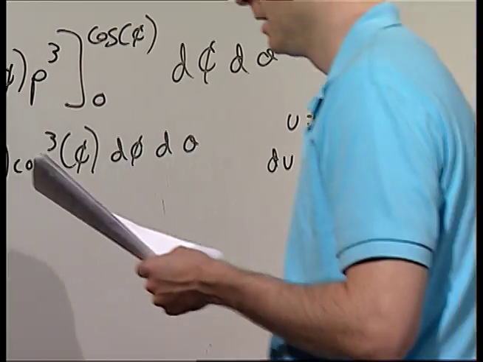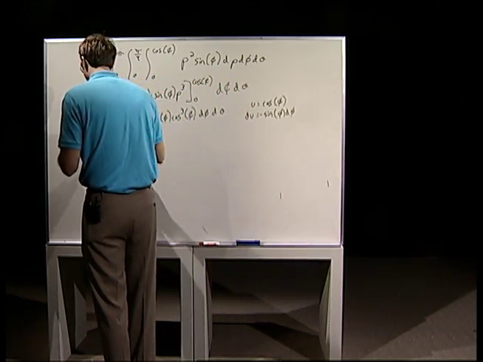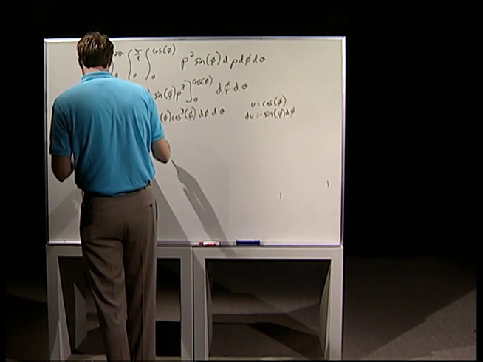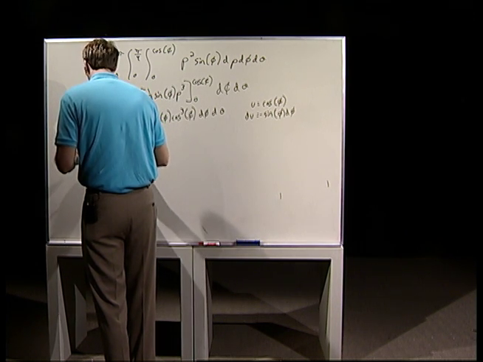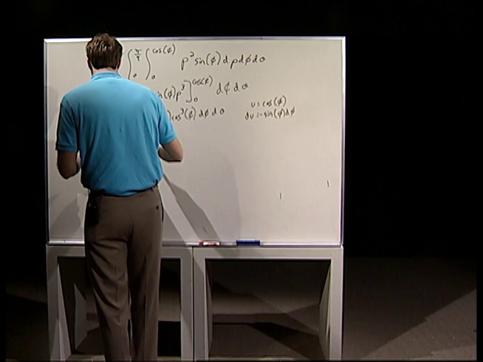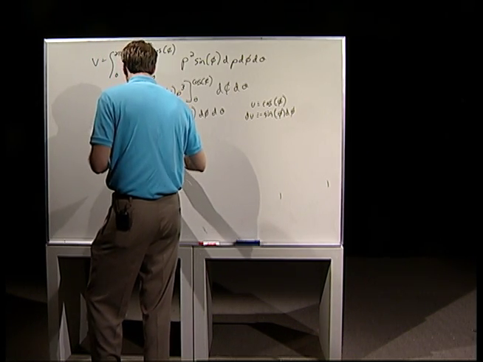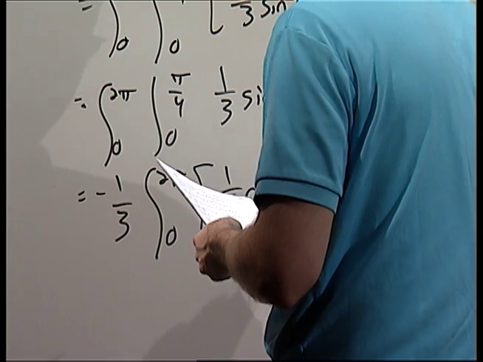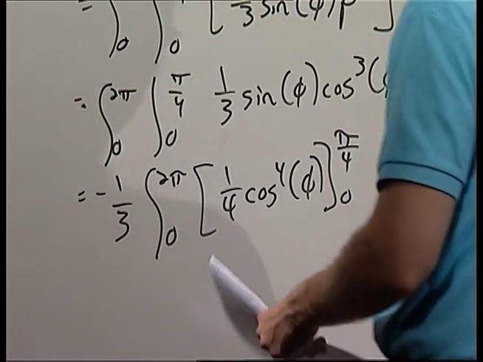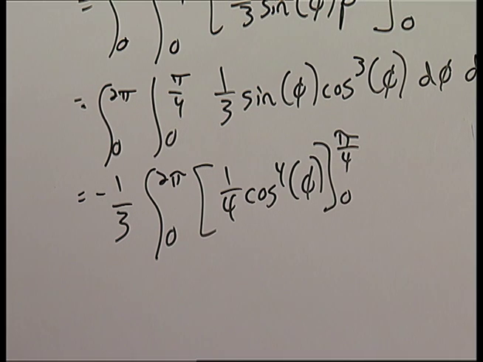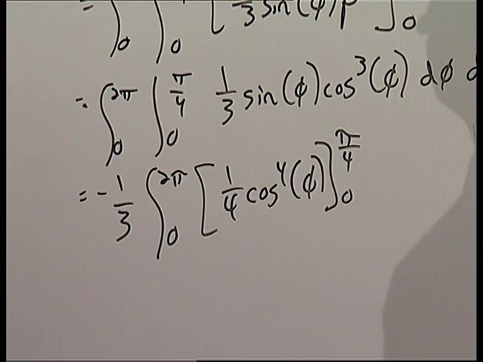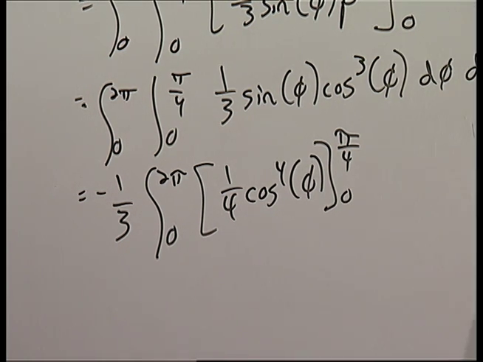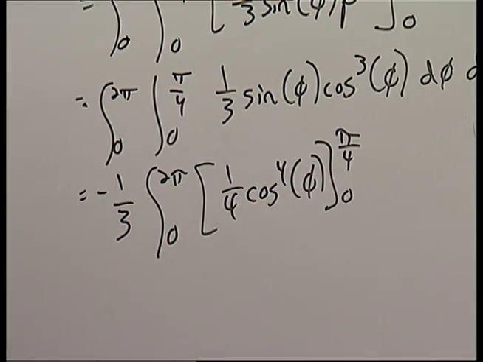So you crank that out. I have my 1/3 in it. Everything looks all right there. This ends up being minus a third integral from 0 to 2 pi of 1/4 cosine to the 4th phi from 0 to pi over 4, because we're integrating u cubed and tacking on a minus out front because this had a minus up here. Remember substitution.